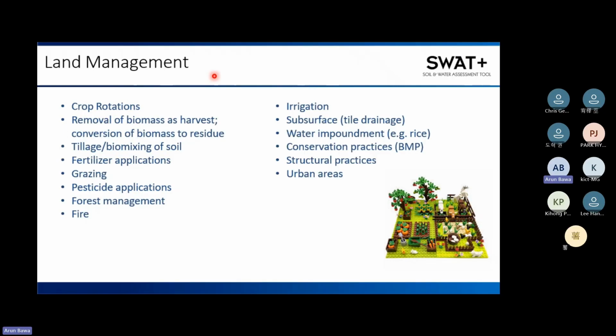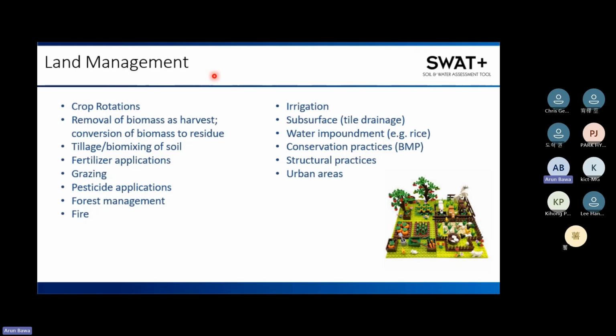A simple example of land management. So when you are setting up your SWAT model, you can specify all this land management. For each hectare, you can define what your crop rotation is. Is it corn every year? Corn, soybean rotation, corn, soybean, wheat rotation, corn, then cover crop during the dormant periods or fallow periods, and then soybean. So all kinds of crop rotations are possible.